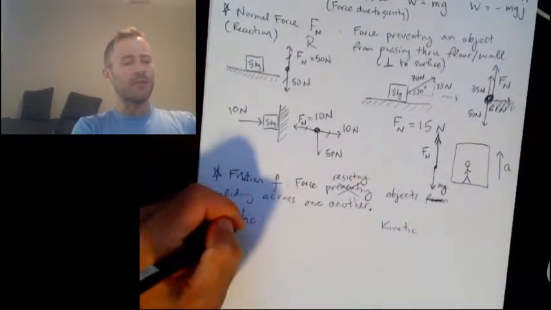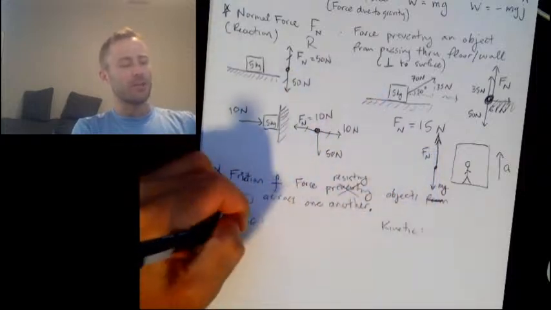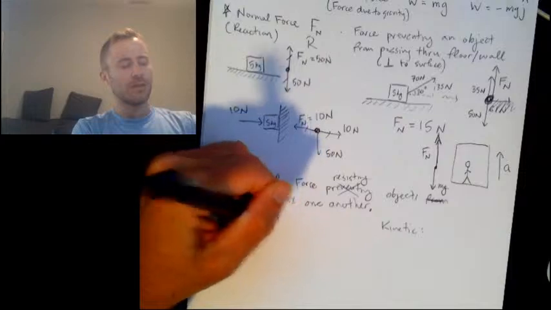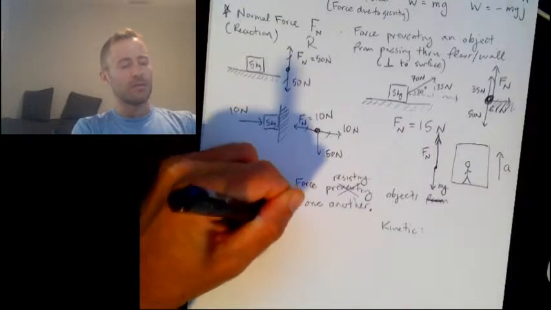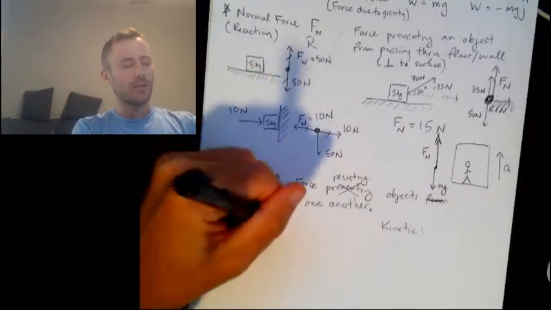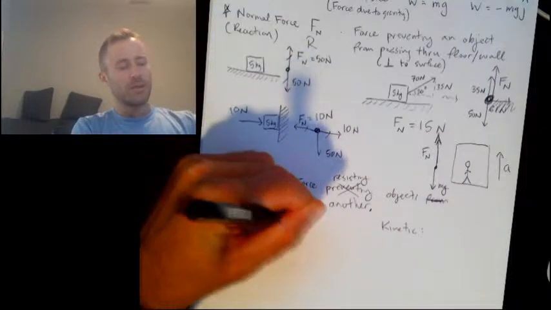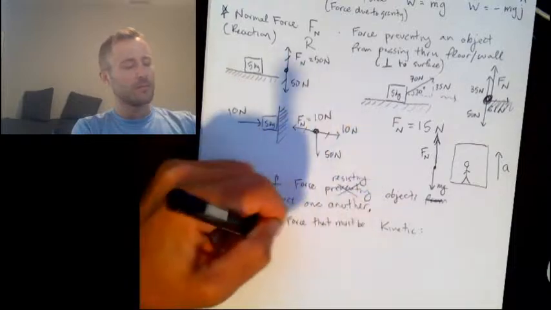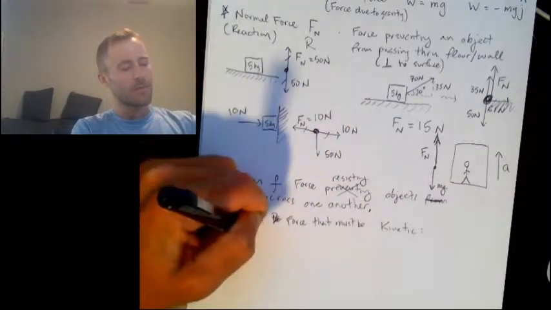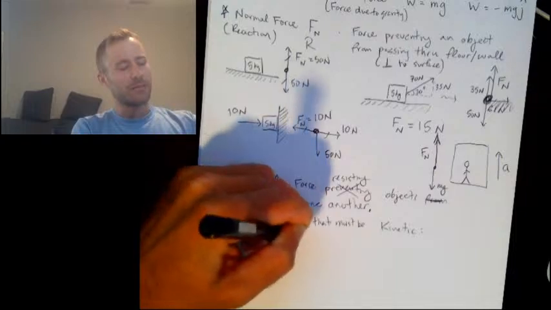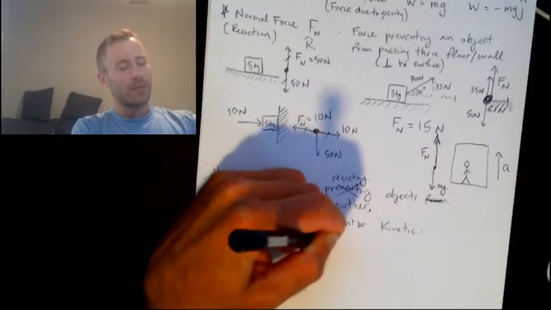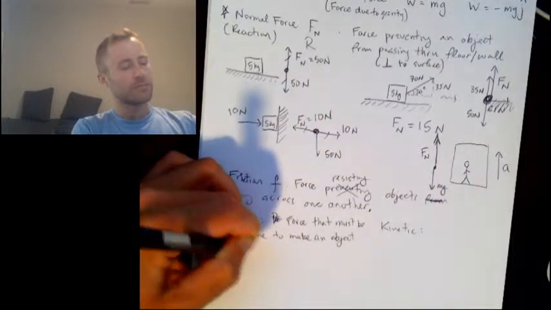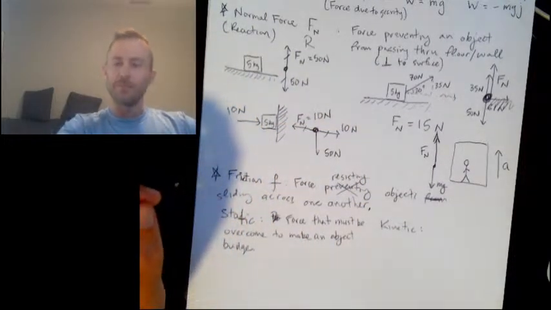Okay? So static friction is the friction that prevents, or it's the force that must be overcome to make an object budge. Okay?